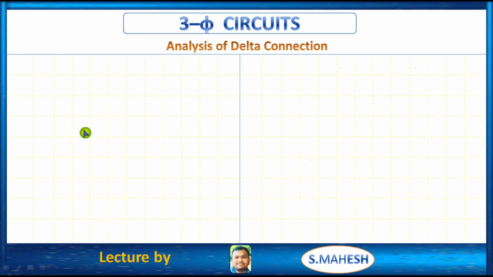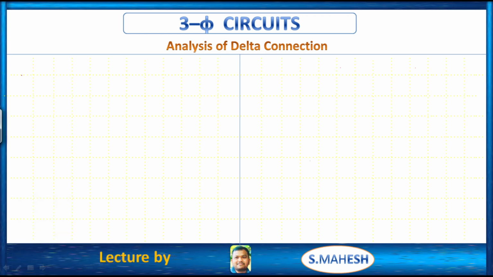Last class we discussed the analysis of star connection, right? In that we derived the relation between line and phase quantities. The phase current is equal to the line current, but coming to voltages, the line voltage is equal to root 3 times the phase voltage, right? Now we can discuss the analysis of delta connection, and how the currents and voltages are related with respect to line as well as phase quantities.